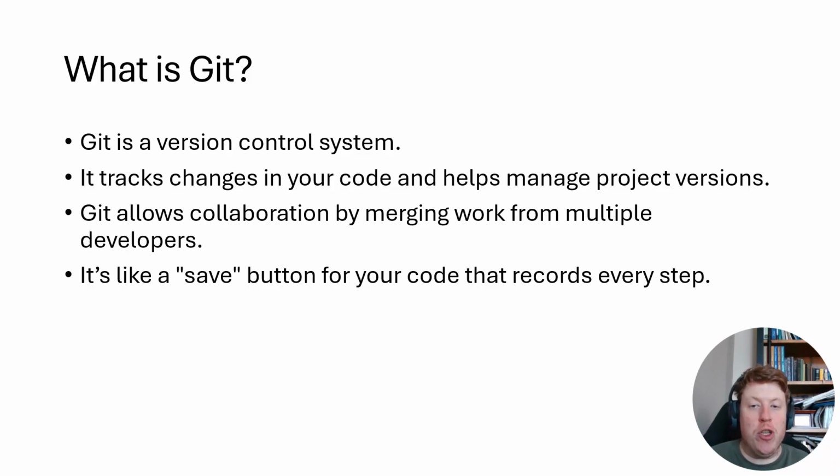Git is a powerful version control system that tracks changes in your code and helps manage different versions of your projects. It enables collaboration by allowing multiple developers to merge their work seamlessly. Think of it as a save button for your code that records every step of your progress.